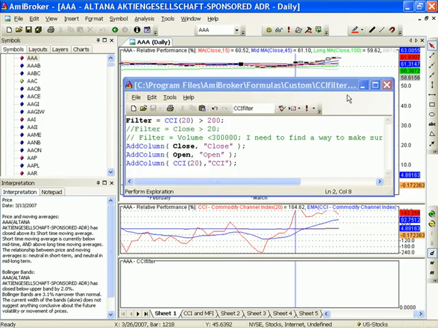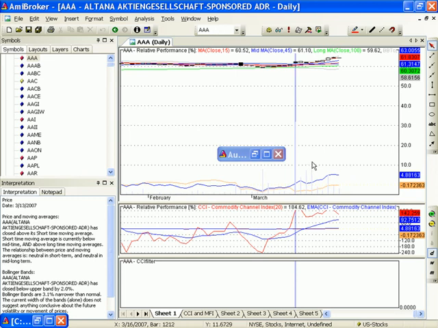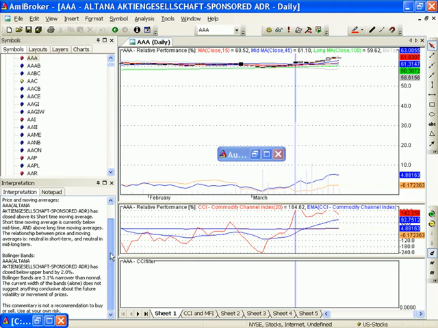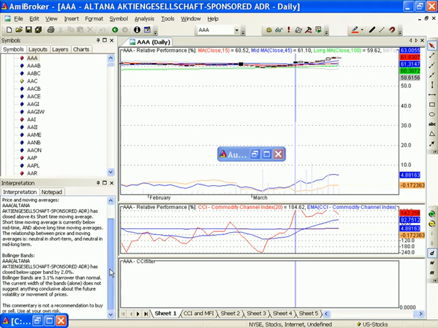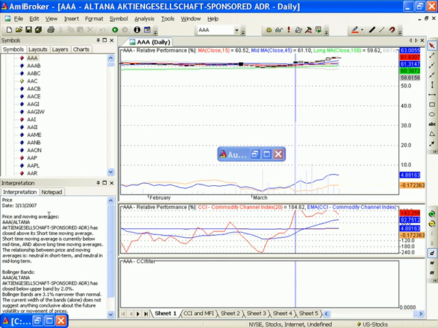And minimize. Okay, it's still up. What did these guys do? Has closed a short time. What does it do? Bollinger Bands. I don't care. I want to know what this company does. Altana Aktiengesellschaft sponsored ADR. This is where I want more information. And the interpretation, I don't care about interpretation. I want to know what the company does.